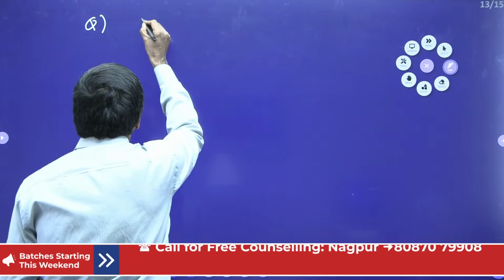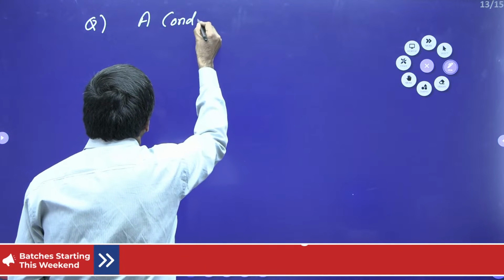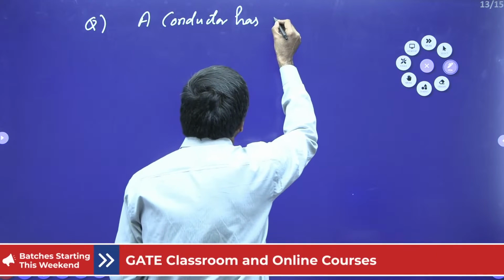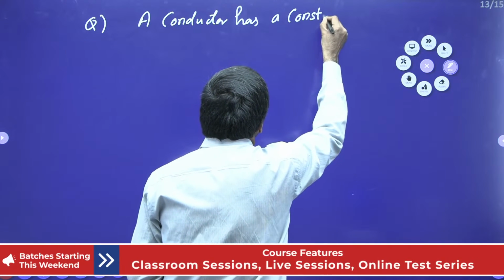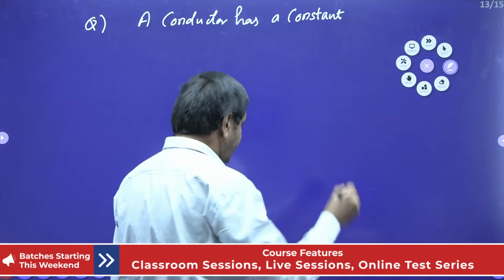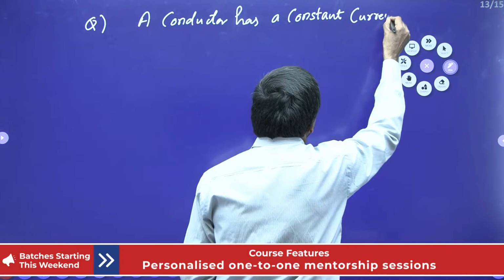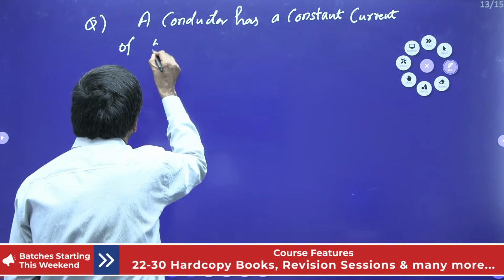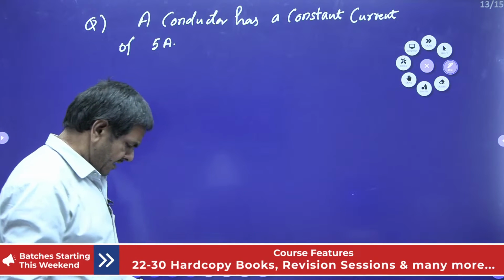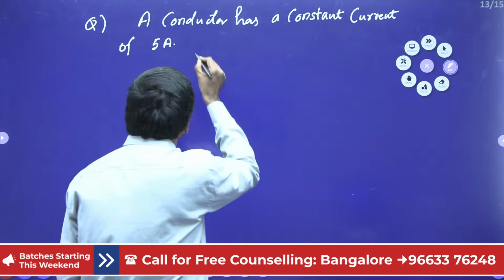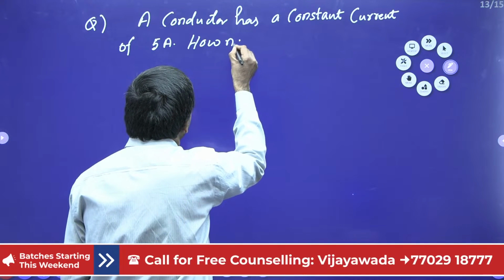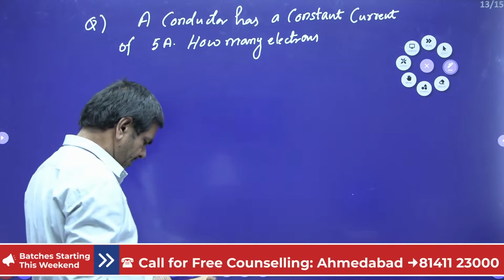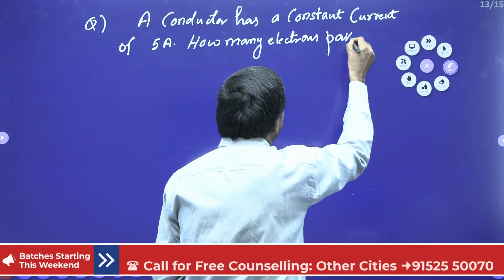A conductor has a constant current of 5 amperes. How many electrons pass a fixed point?